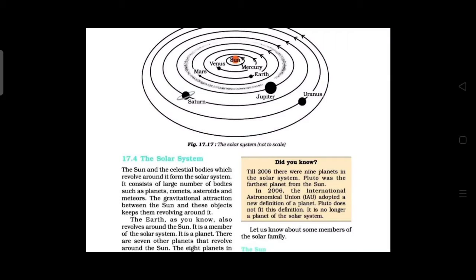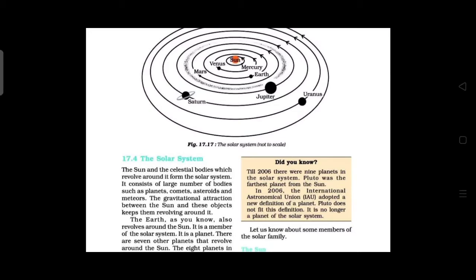It consists of what? Large numbers of bodies such as planets, comets, asteroids and meteors. The gravitational attraction between the sun and these objects keeps them revolving around it. Because of gravitational attraction, these objects keep revolving around the sun.